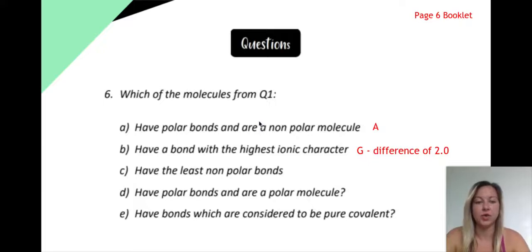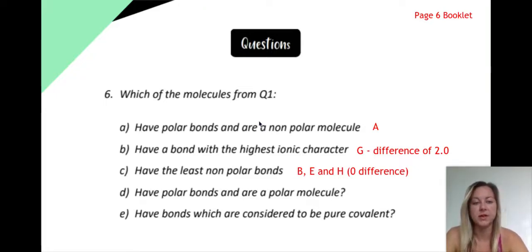Have the least non-polar bonds is 6C, so we're going to be looking for what is the smallest difference in electronegativity here, and that is B, E and H, which all have 0 difference. They are either the same element or they have the exact same electronegativity. So they have the least non-polar bonds.